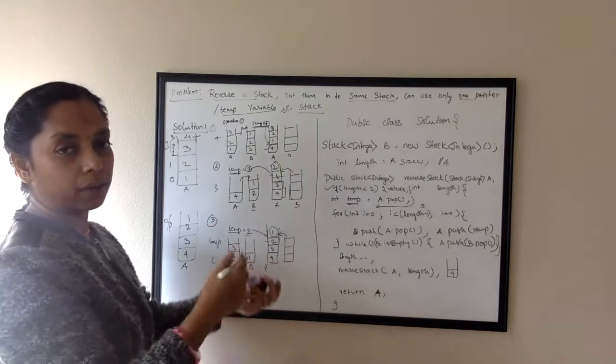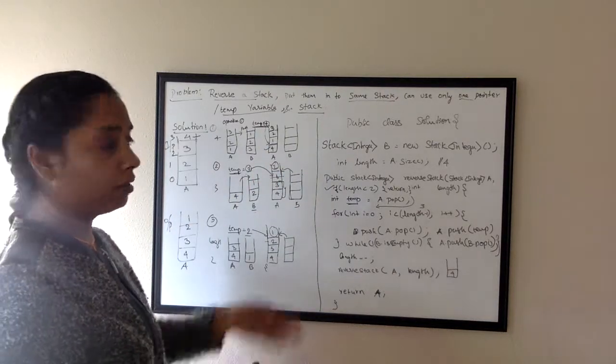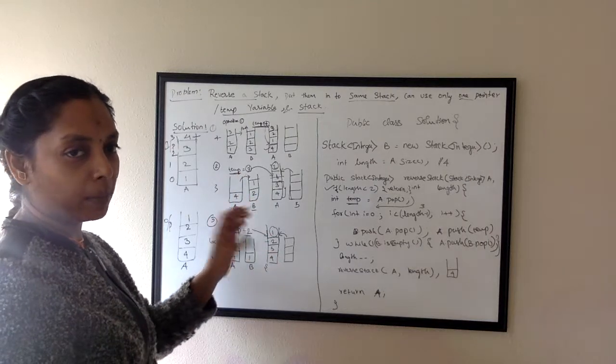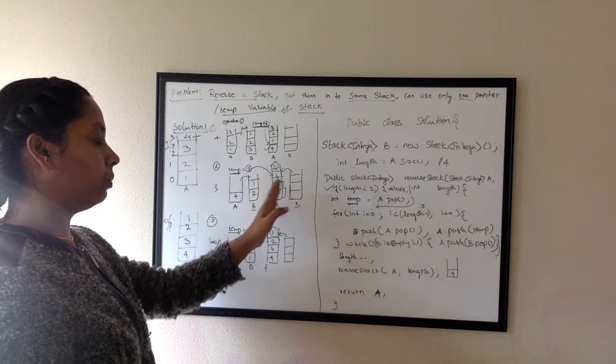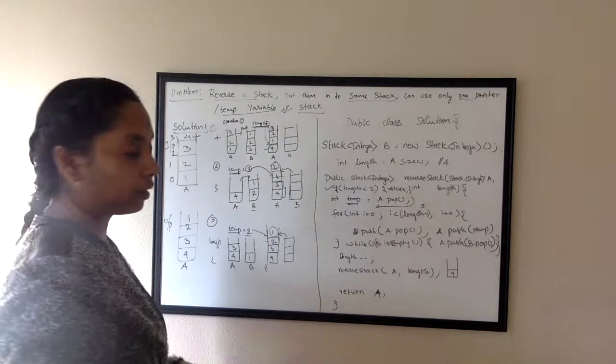Why are we doing it from stack A to stack B? Because we don't want to create multiple stacks here. We wanted to just empty this, using minimal stack space complexity, and you always move from stack B and then again return it back.